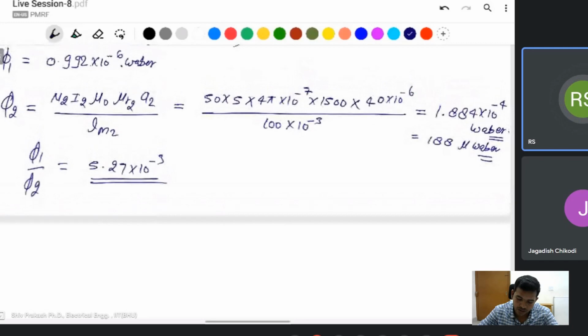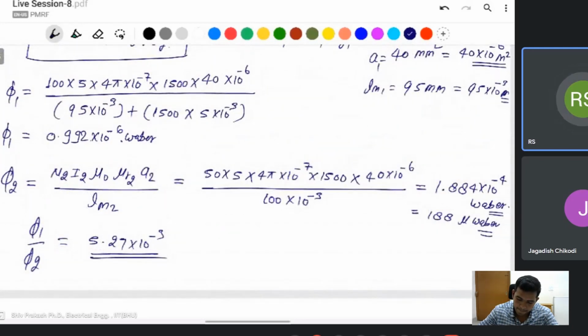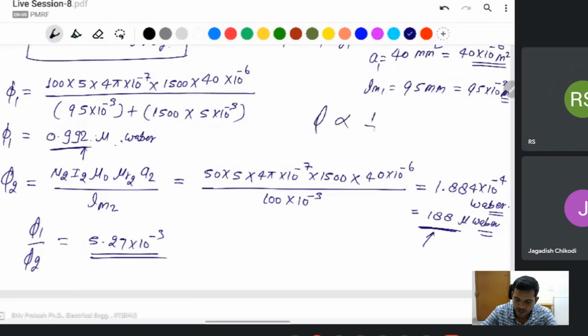Sir, in this case phi 1 by phi 2 is this value, which means compared to the second case, which is without air gap, in the first case with air gap the flux is only 5.27 into 10 to the power minus 3 times the second case. Yes, because in the second condition, when the air gap is not present, it will take more flux. When the air gap is present, reluctance is higher. Phi is directly proportional to 1 by reluctance.